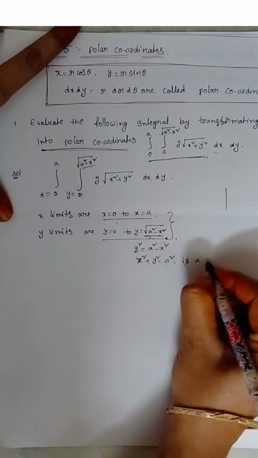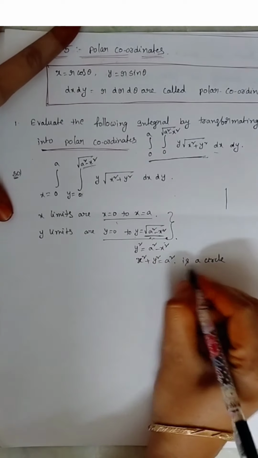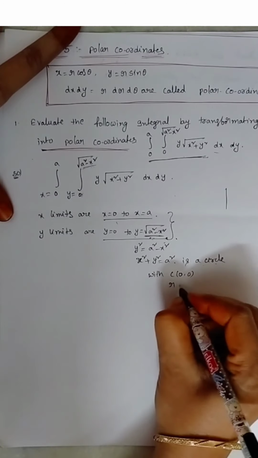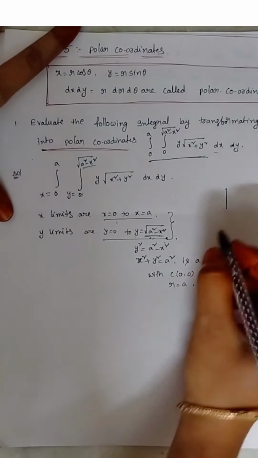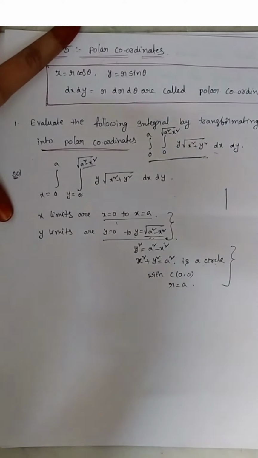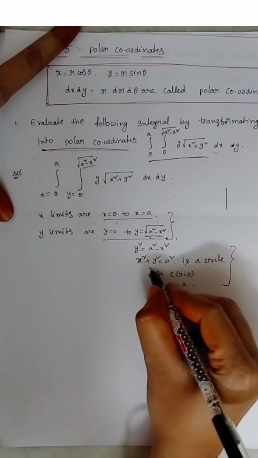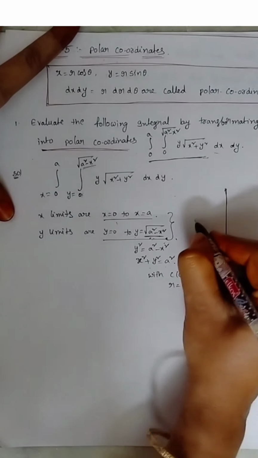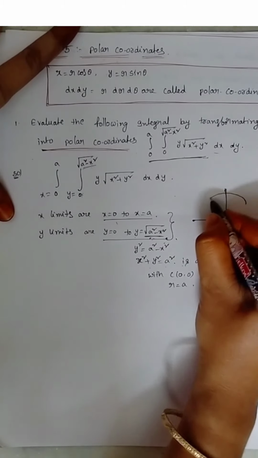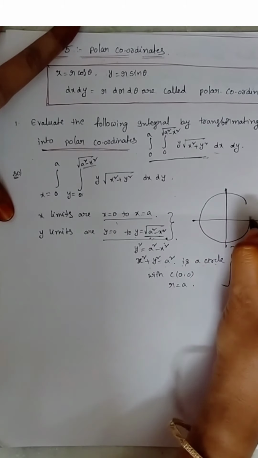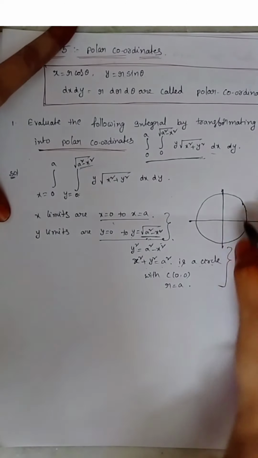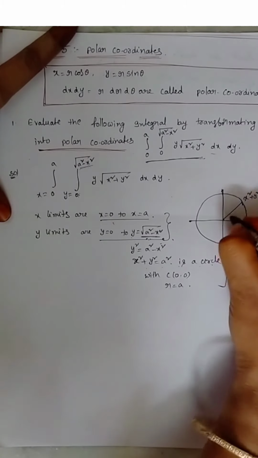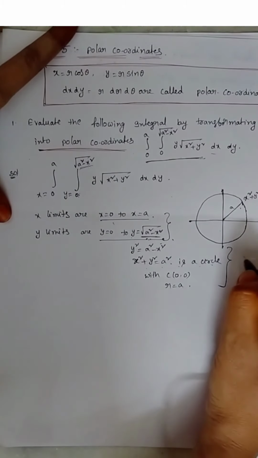This is a circle with center 0, 0 and radius r equals a. So this is the circle. Now draw the circle x square plus y square equals a square, with center 0, 0 and radius a.